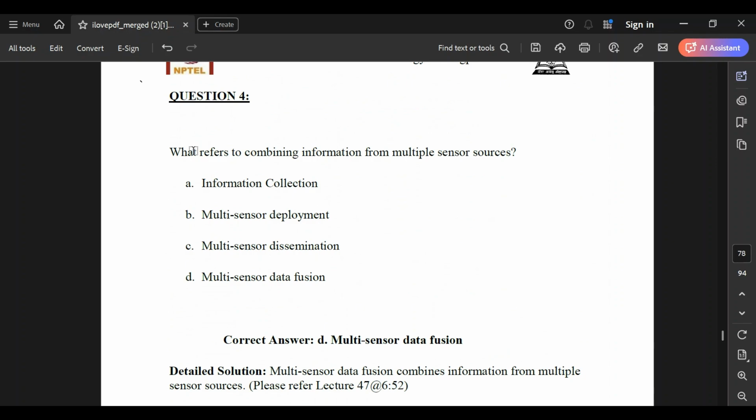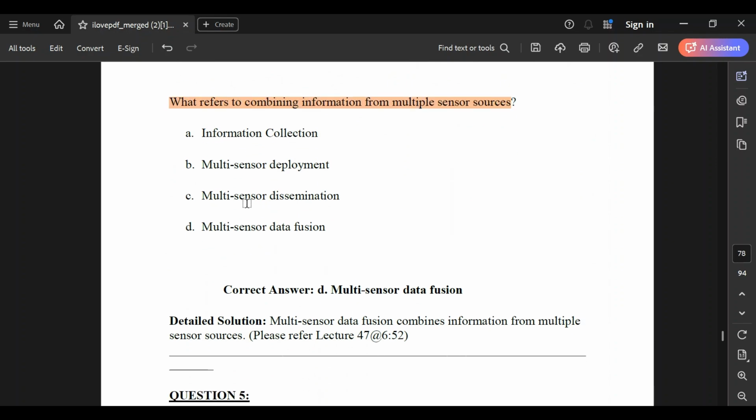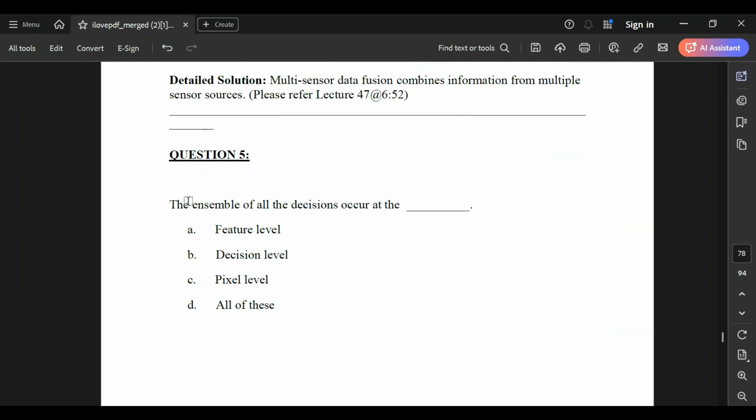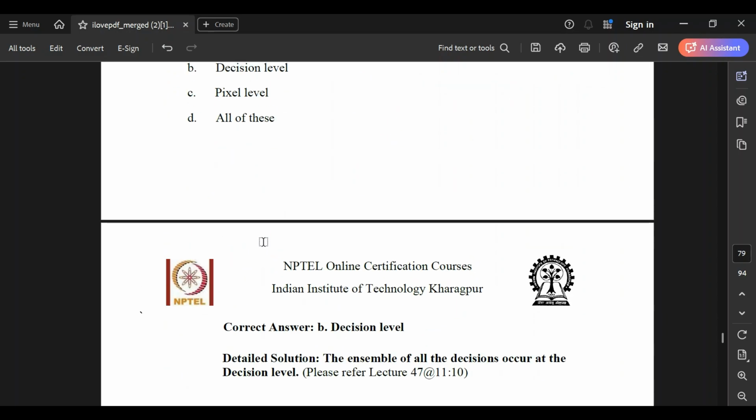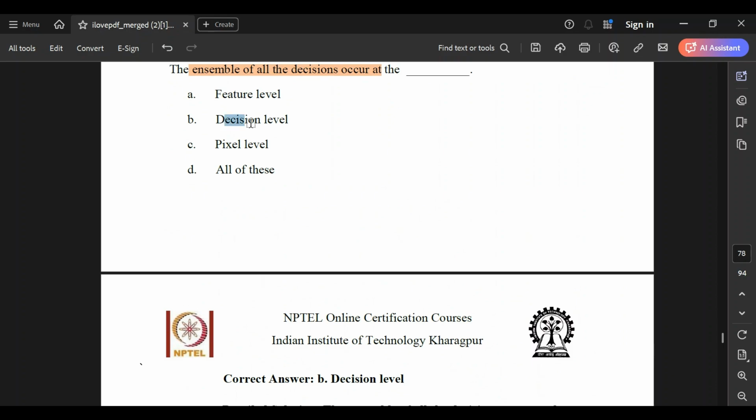Moving to the next one, what refers to combining information from multiple sensor resources? It is multi-sensor data fusion. Moving to the next one, in an ensemble, all the decisions occur at which level? So it occurs at the decision level.